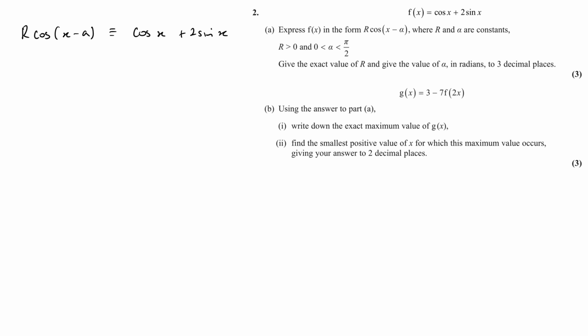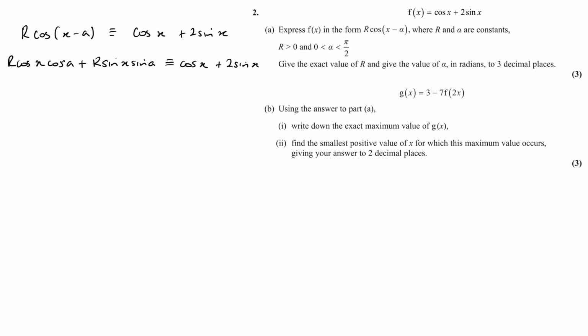And if you think of the cos, when you've got cos of x minus a, it's going to be cos x cos a plus sine x sine a, with the opposite sign there. And obviously r times that, so r cos x cos a plus r sine x sine a, and that is equal to cos x plus 2 sine x.